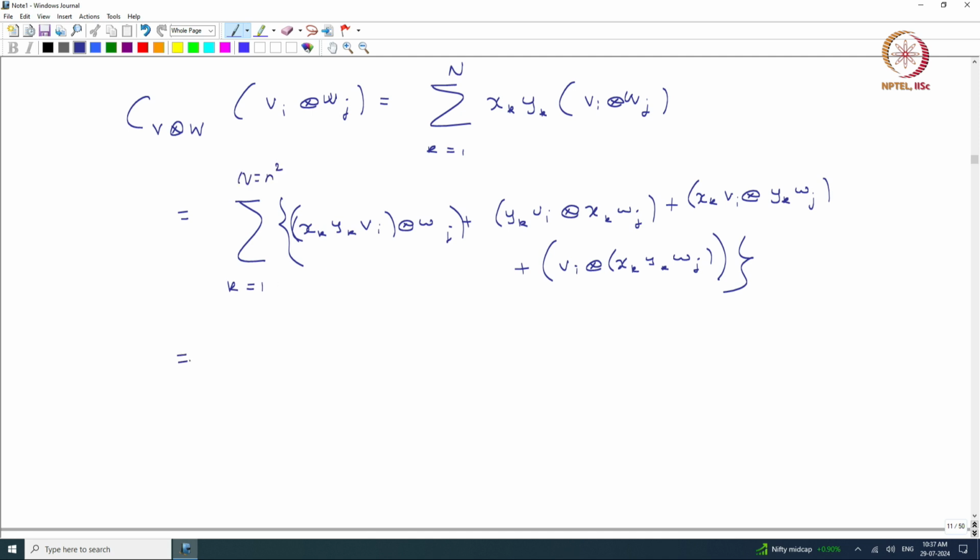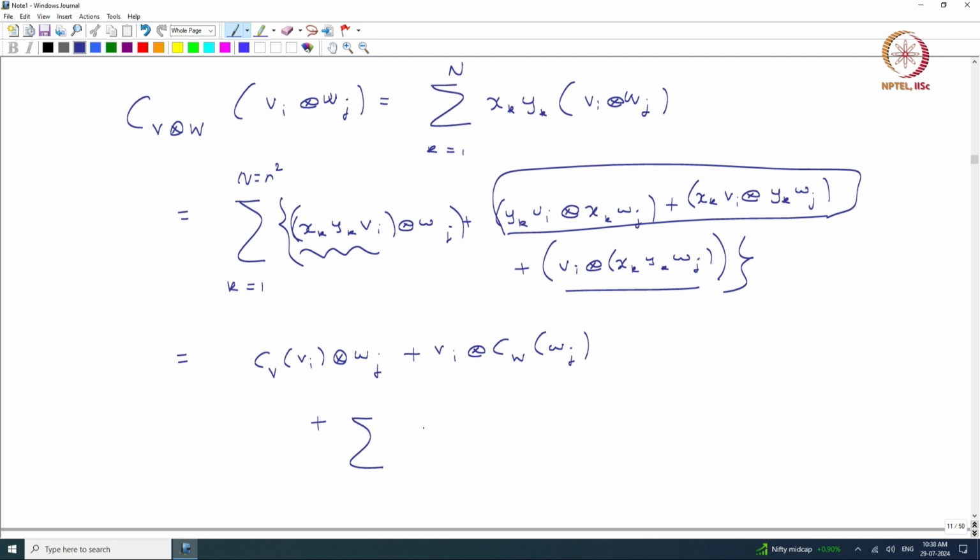Now you can see that this is exactly the action of Cv on Vi. So, this is going to be Cv acting on Vi tensor Wj, plus Vi tensor Cw acting on Wj. Then we have these two remaining sums.